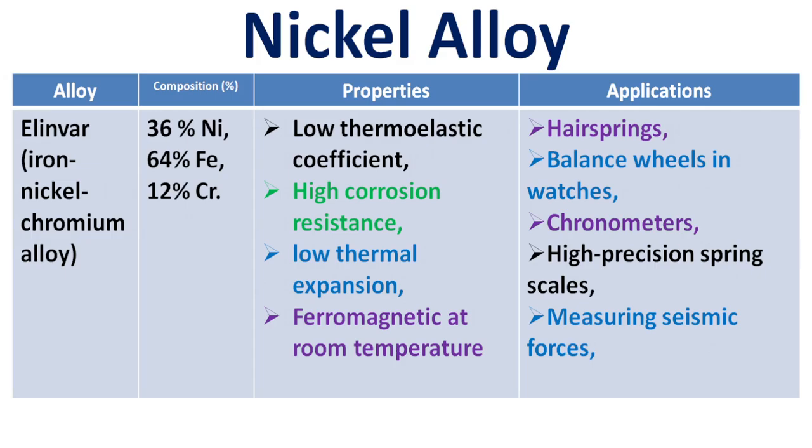So next one is Elinvar. Elinvar is an iron nickel chromium alloy, with 36% nickel, 65% iron, and 12% chromium. It has a low thermoelastic coefficient, high corrosion resistance, low thermal expansion, and is also ferromagnetic at room temperature.